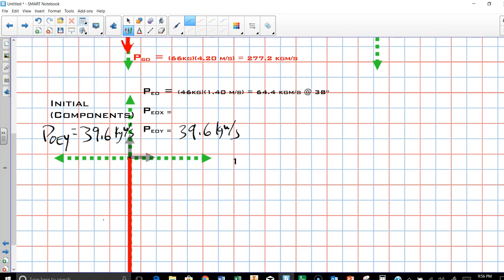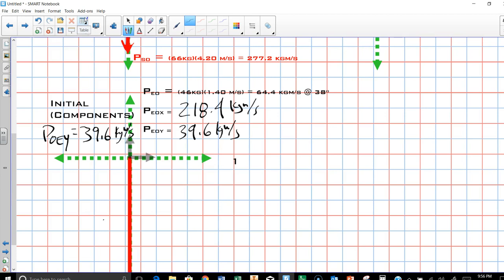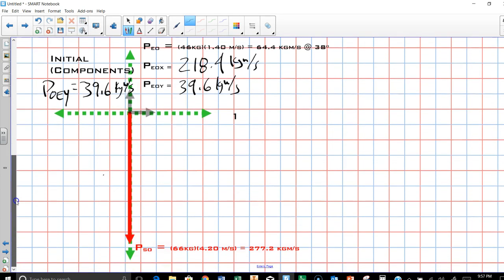Now, what about the x component? Well, that's going to be what we talked about above. So it's going to be, let's bring up the calculator. And we're going to do, I believe it was 66 kilograms times 4.2 meters per second times the cosine of 38. That's going to be 218.4. Now, and that's going to be to the right.